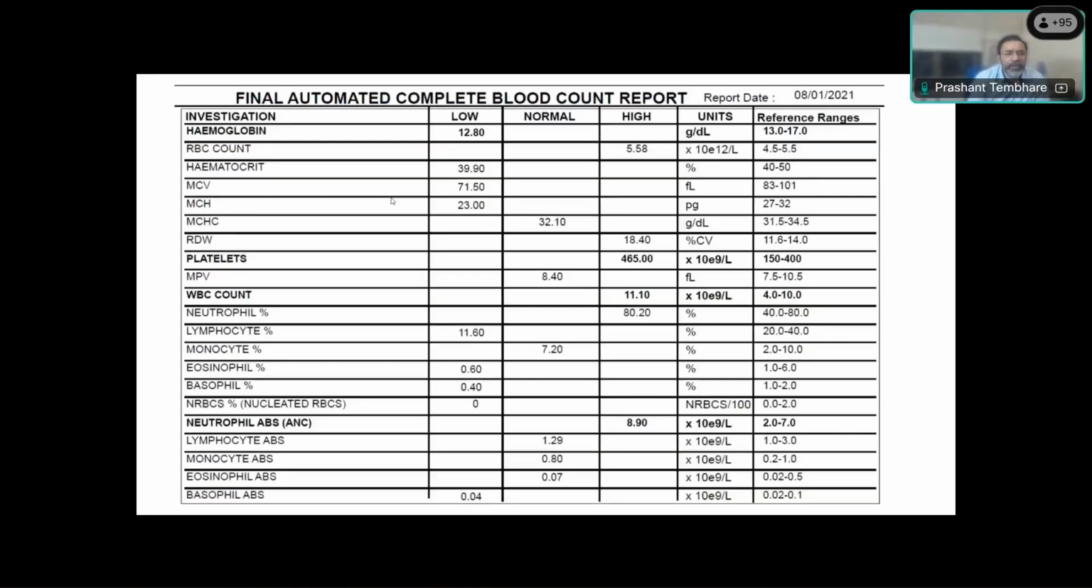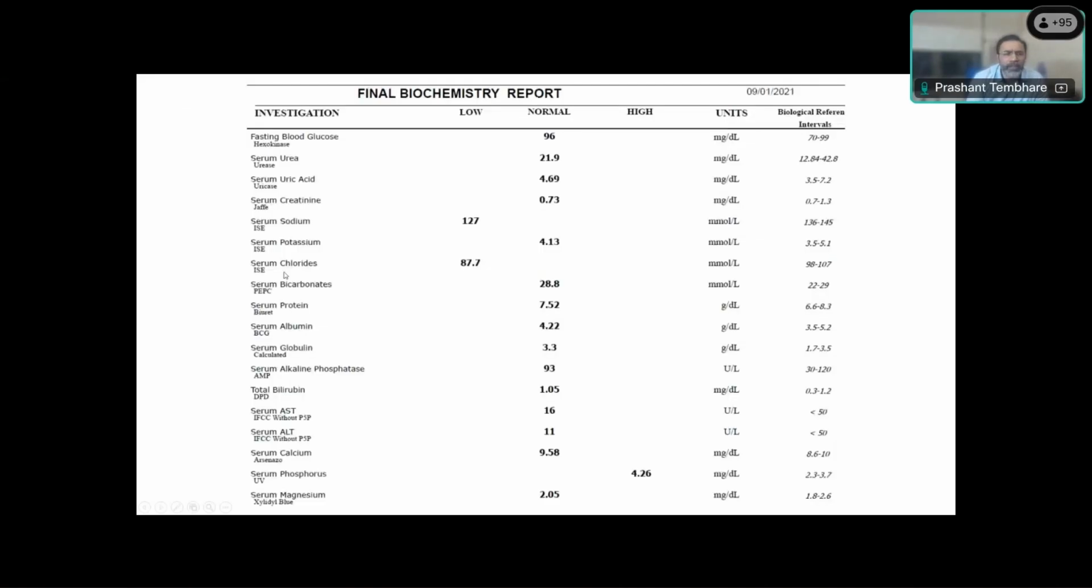CBC was done in this patient, and you can see the hemoglobin looks pretty normal, close to normal at least, slightly lower maybe. Platelets look normal, in fact up to the higher normal range. WBC count looks normal. So CBC parameters look pretty normal in this patient. The biochemical parameters also look okay. Creatinine looks normal. Urea levels look normal.